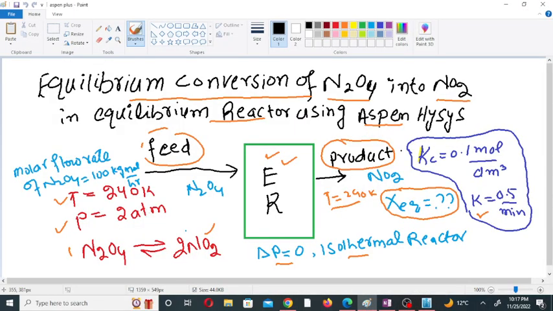Hello everyone. In this lecture we will discuss the equilibrium conversion of dinitrogen tetroxide into nitrogen dioxide in the equilibrium reactor. In the previous lecture we discussed the Spin Hysys. Now in this lecture we will discuss the equilibrium reaction in the DWSIM.